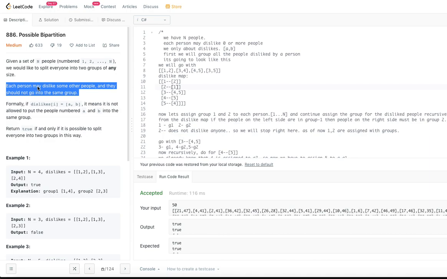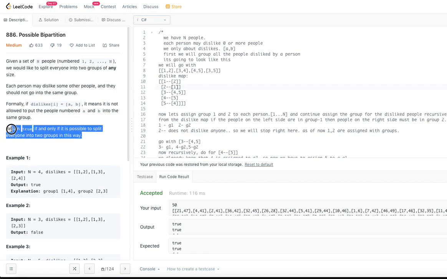So each person could dislike 0 or more persons, right? The input given is dislikes[i] = [a, b]. It means it is not allowed to put the people numbered a and b into the same group. So we are given a dislikes array, where each entry in the array has two numbers, a and b. So a and b don't want to be in the same group basically. Return true if and only if it is possible to split everyone into two groups in that way.